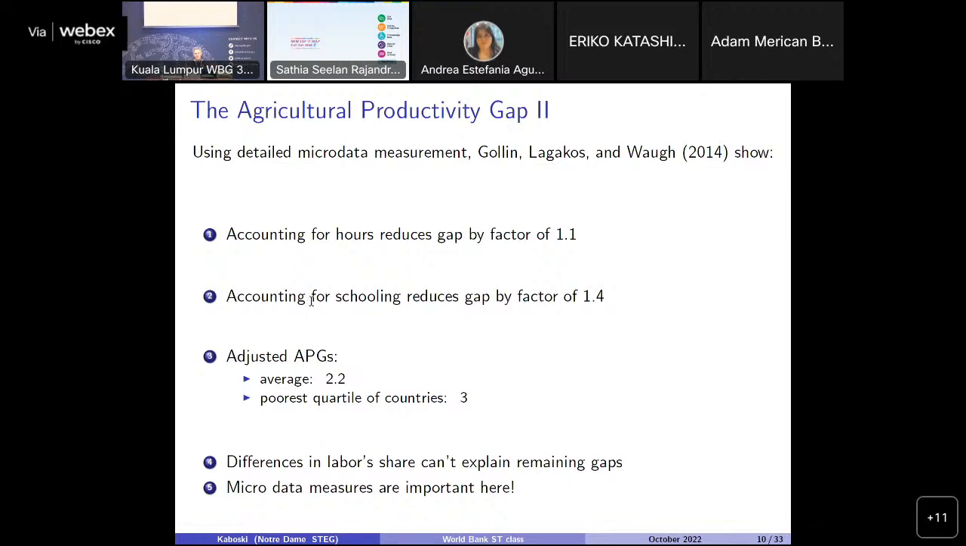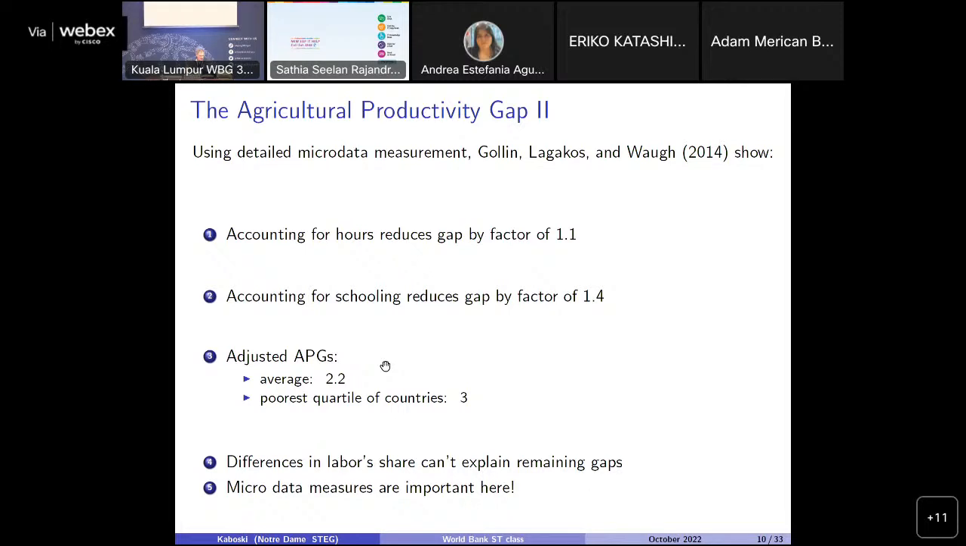Then they look at schooling. What are the differences in human capital? Thinking about returns to schooling and differences in years of schooling, they attribute things to human capital. And they see that differences in schooling reduce the gap by a factor of 1.4. If you multiply those both together, the average, which was 3, comes down to about 2.2. So that gap, again, 1 is no gap at all, is almost cut in half, from 3 to 2.2.